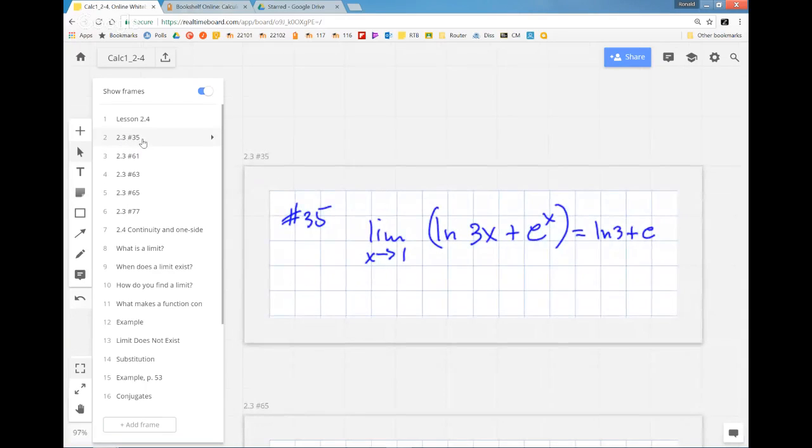So from exercises from last time, here's a fairly easy one, number 35, where you want to take a limit as x approaches 1. You try substituting in a 1, and it works. You substitute in a 1, you get the natural log of 3 times 1 plus e to the first. Welcome, Jordan. And substitution just works just fine on that problem.